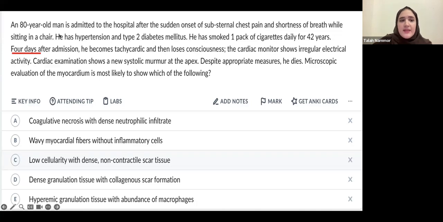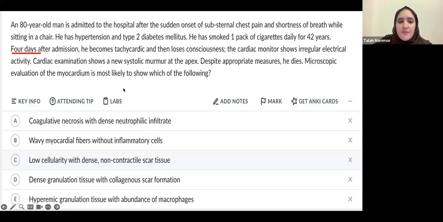This man had hypertension and type 2 diabetes, and he has been smoking for the past 42 years. 4 days after admission, he became tachycardic and then loses consciousness. The cardiac monitor shows irregular electrical activity. Cardiac examination shows a new systolic murmur at the apex. So they did everything, but then he dies.